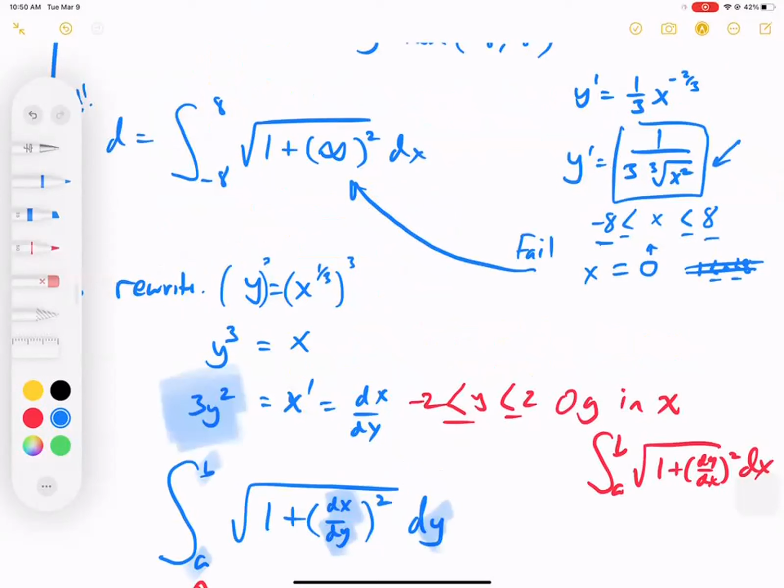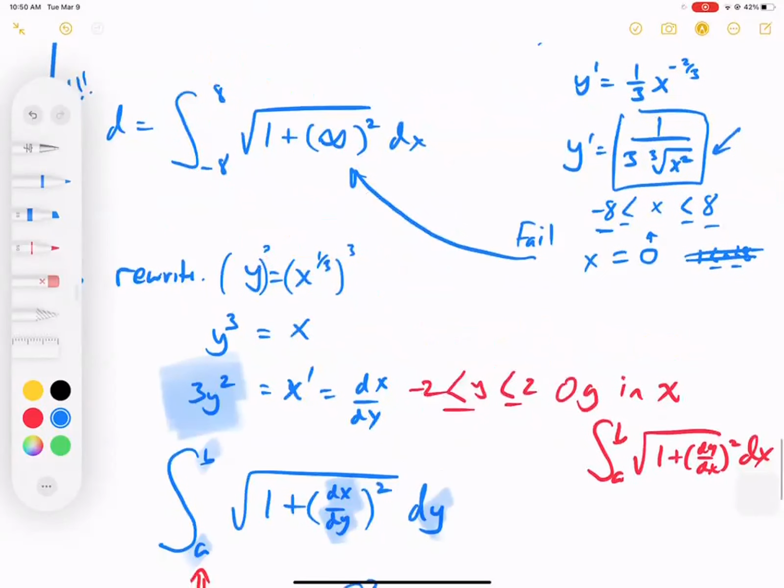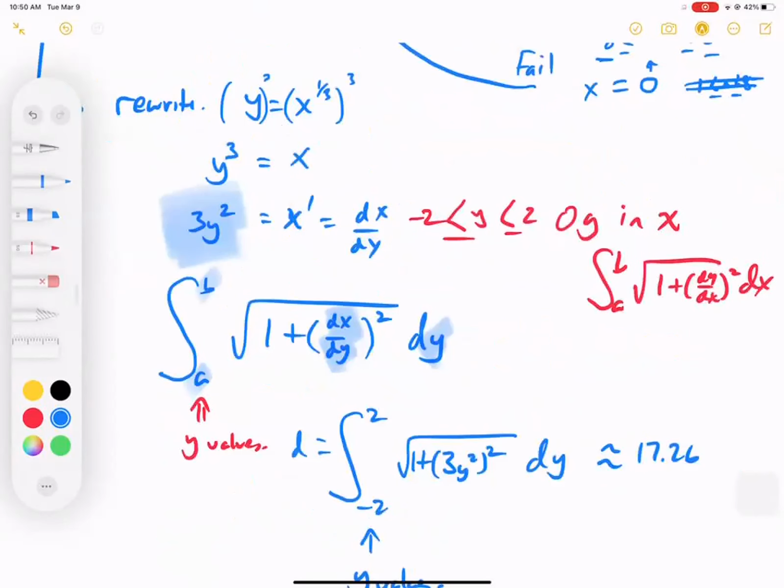Yes, go ahead. So when you flip it, all you have to do is make x be alone, right? And then put everything in terms of y. Yes. Okay, right. We solve it for x now. Okay, thank you.